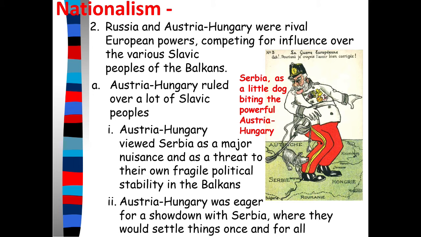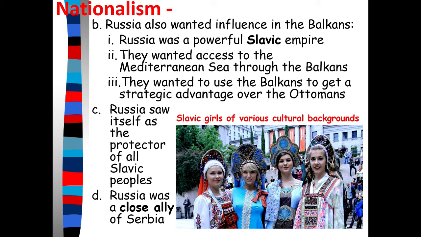Russia and Austria-Hungary were also rival European powers competing for influence over these various Slavic peoples of the Balkans. Austria-Hungary ruled over lots of Slavic peoples, as we just said. And Austria-Hungary viewed the country of Serbia as a major nuisance and as a threat to their own fragile political stability in the Balkans. And Austria-Hungary was eager for a showdown with Serbia where they would settle things once and for all.